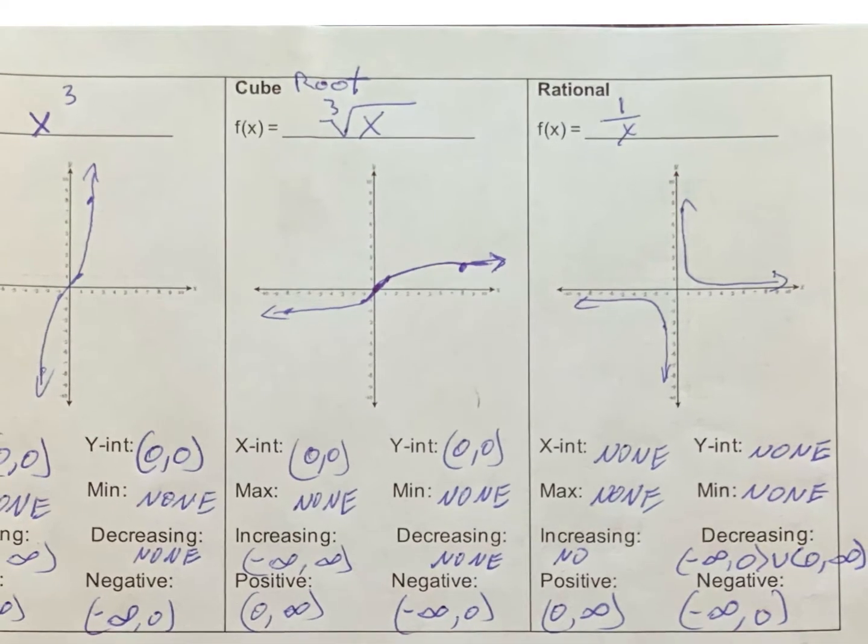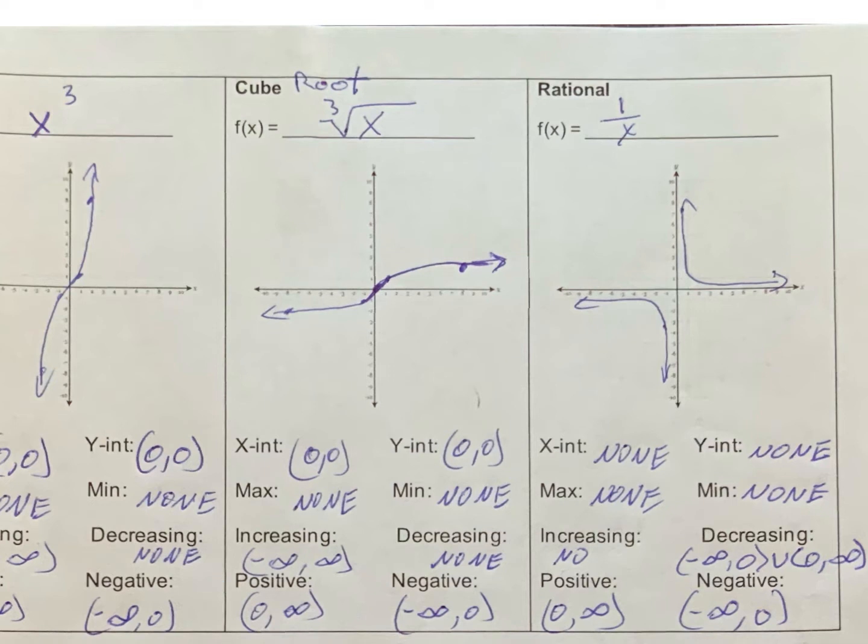Cube root of x looks more like this. The cube root of 1 is 1, the cube root of 8 is 2, and then -1, and so on, and -8 is -2, okay? And then you can take a look at all of these down here, all right?